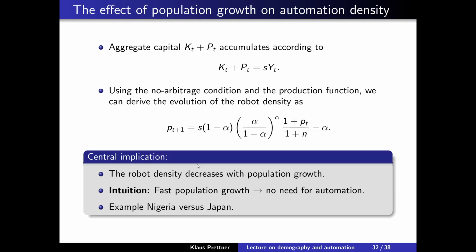So if you have fast population growth, you also have fast workforce growth. That leads to downward pressure in wages. If wages are comparatively low, that means firms do not have an incentive to invest in automation.